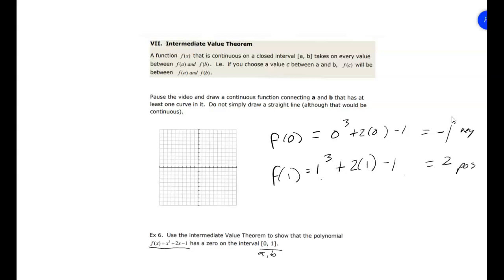That means somewhere between 0 and 1, this function, x cubed plus 2x minus 1, has a function value that's equal to 0. That means it's worth looking for in that interval if I were looking to find the zeros. We've lost some of the utility of this because we have all sorts of graphing calculator tools to help us find zeros, but it is still a useful theorem, and it's kind of just a cool thing that, oh yeah, that's the way it always works.